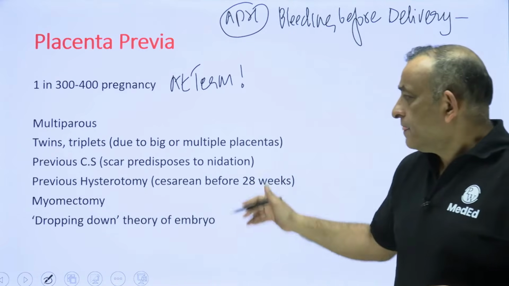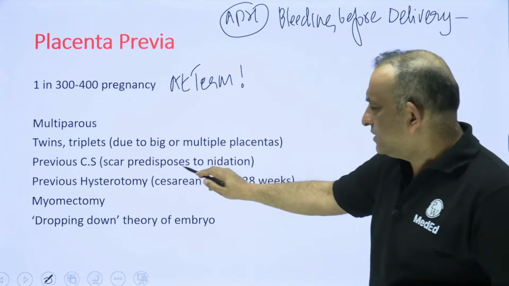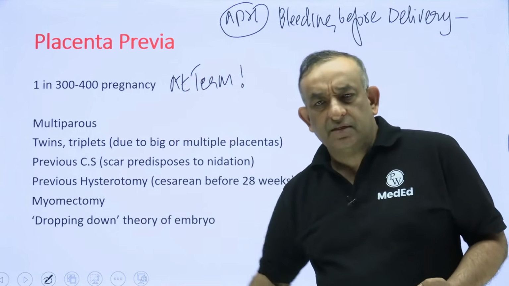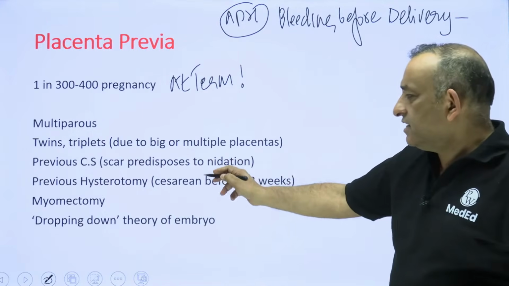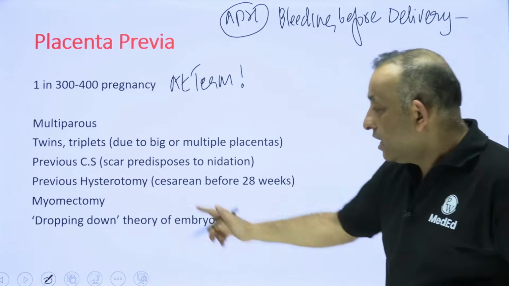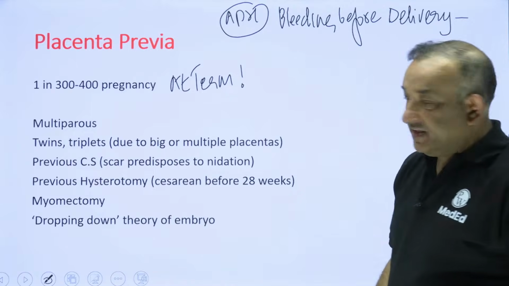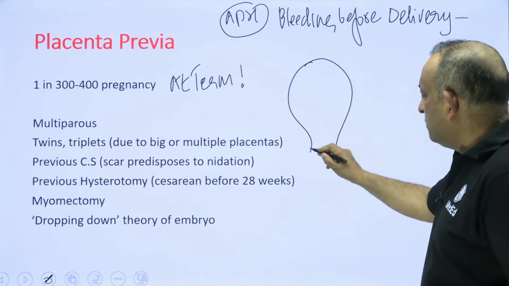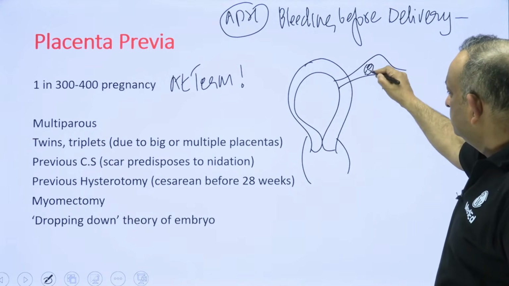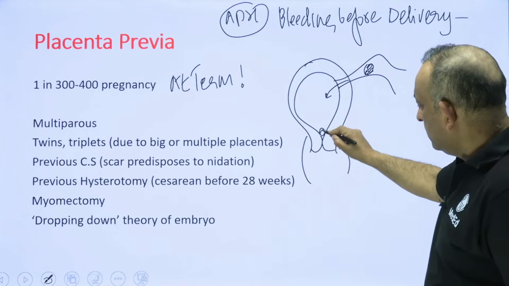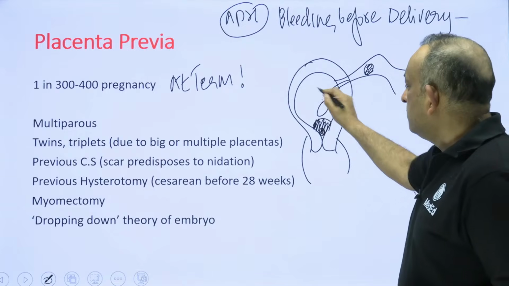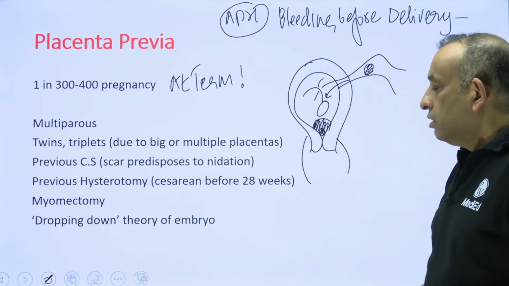It happens more in multiparous women, and in twins and triplets, because there are 2 or 3 placentas. So 2 placentas are up and 1 placenta is in the internal os. It can happen, isn't it? A previous cesarean scar will predispose. Previous hysterotomy scars will predispose for the placenta to get stuck in the lower segment. Myomectomy again. And the dropping down theory of the embryo: at the time of implantation, when the embryo came into the uterus from the fallopian tube, it dropped down here and implanted. So ultimately the placenta was covering the os in this patient when the baby finally formed. So that is the dropping down theory of the embryo.